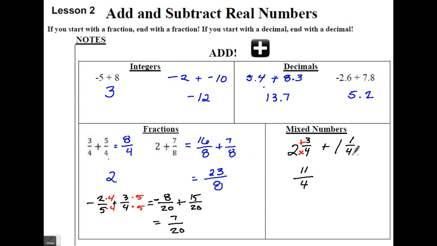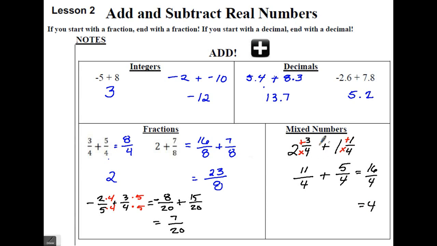Okay, we're going to do the same thing for this fraction. We're going to multiply 4 times 1 and add a 1. So this becomes 4 times 1 is 4, plus 1 is 5, so this is really 5 over 4. So now we have the same thing we have over here. So we have 11 over 4 plus 5 over 4. If we add those together, you get 16 over 4. Well, 16 over 4 is going to equal 4.